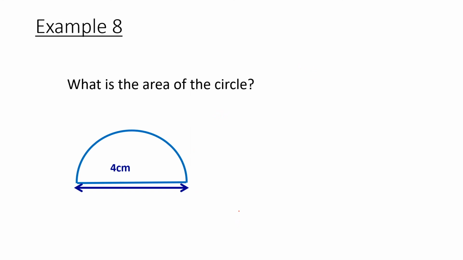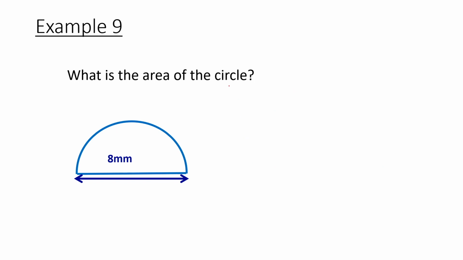Now, very similar, but this time we're given the diameter. So to find our radius, we have to do our diameter, which is 4 centimeters, divided by 2, which gives us a radius of 2. So inputting it into our formula, we get pi times 2 squared, and then divided by 2 because it is a semicircle. And when we work that out, we end up with pi times 4 divided by 2, which gives us an answer of 6.28 centimeters squared, rounded to 2 decimal places.